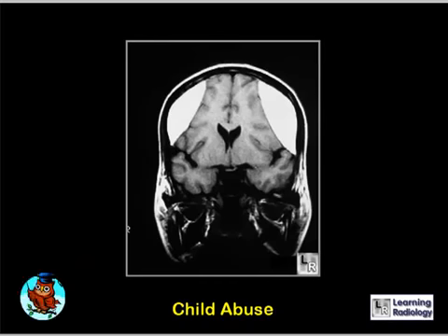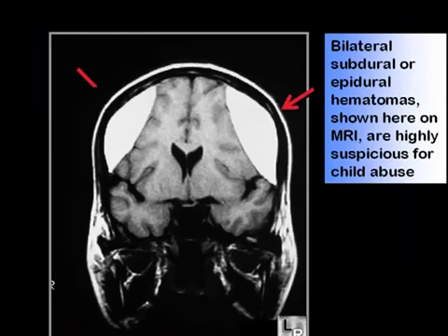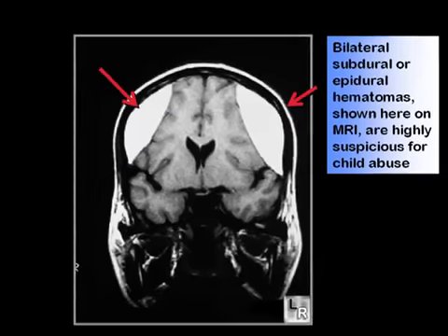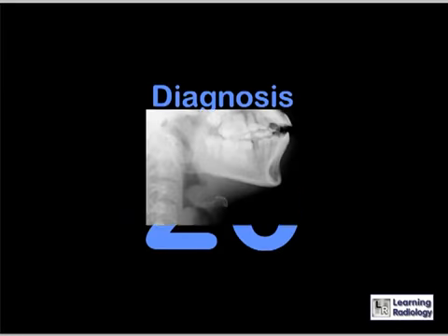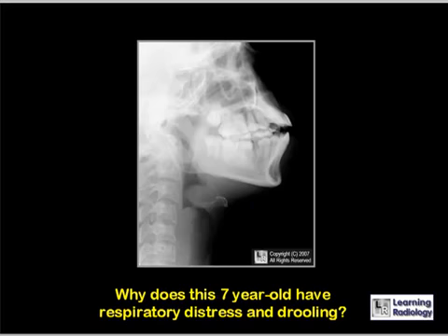And this is an MR of the brain in which there are bilateral epidural hematomas. Bilateral subdural or epidural hematomas are highly suspicious for child abuse. Why does this 7-year-old have respiratory distress and drooling?